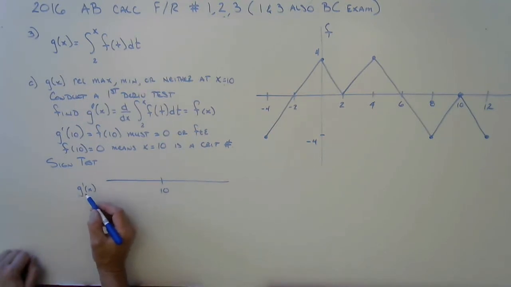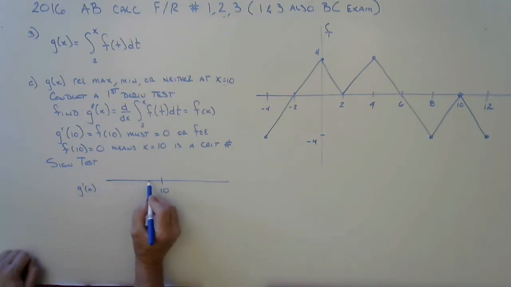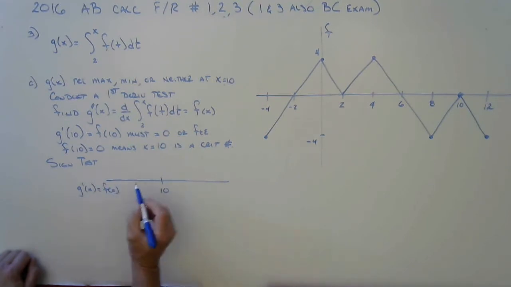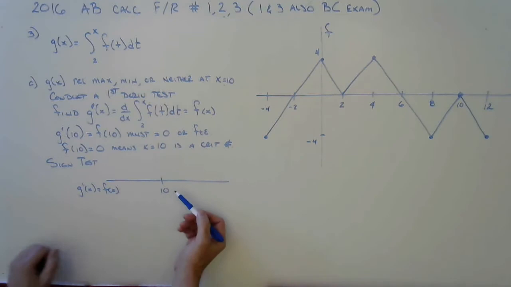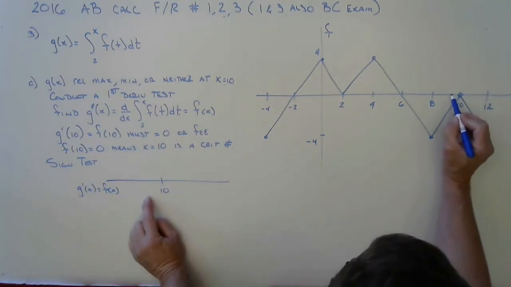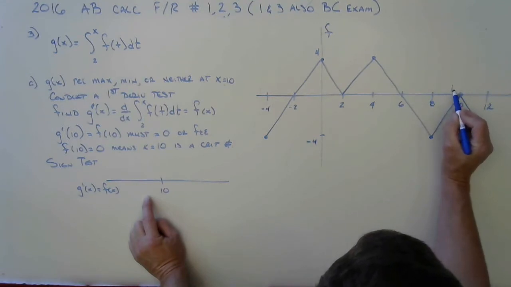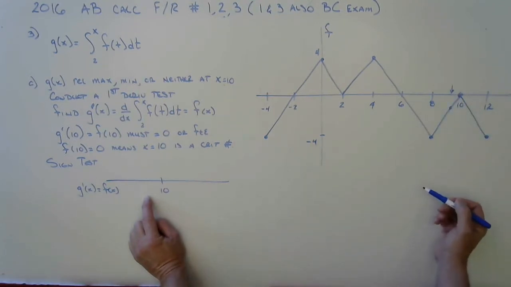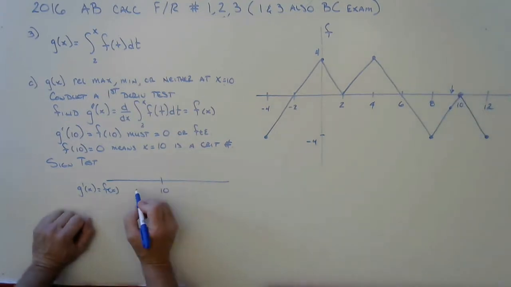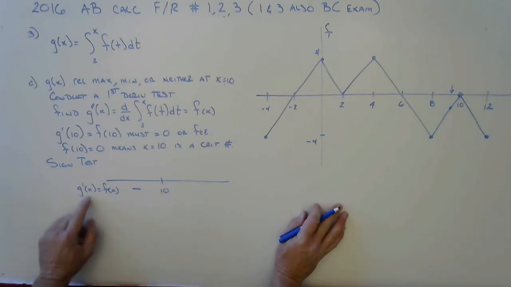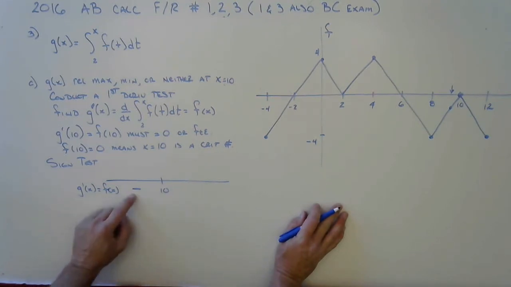Well, we don't know g prime of x. We're going to plug in test points, but we do know g prime of x is equal to f of x. So that's how we're going to do this. We're going to come over here and pick a number smaller than 10 as my test point. What do I know my functional value is? Well, it's below the x-axis, so I know my functional value is negative, right? So f is negative, which means g prime is negative, so the function's going down.